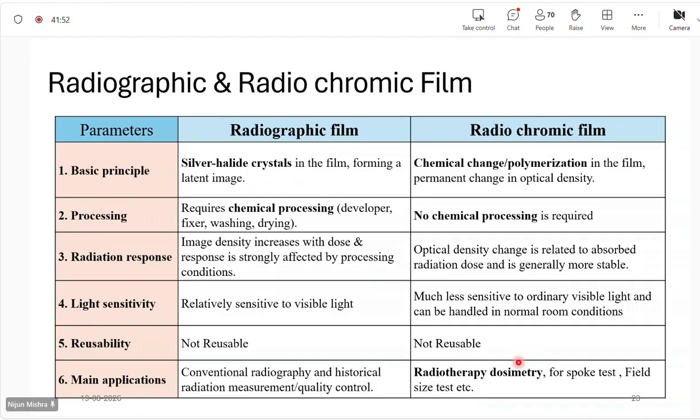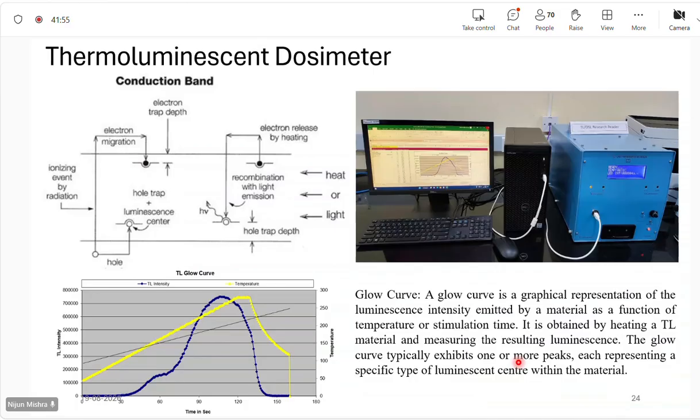Then coming to the thermoluminescent dosimeter, here what happens? Normally in a TL phosphor or OSL phosphor, we can see this luminescent behavior. There is a conduction band and a valence band. When radiation falls, there is an ionizing event by the radiation. So one electron moves from the valence band to the conduction band, and it travels through the conduction band and falls into one of the trapping centers. These are the electron trapping centers, and these are the hole trap centers.